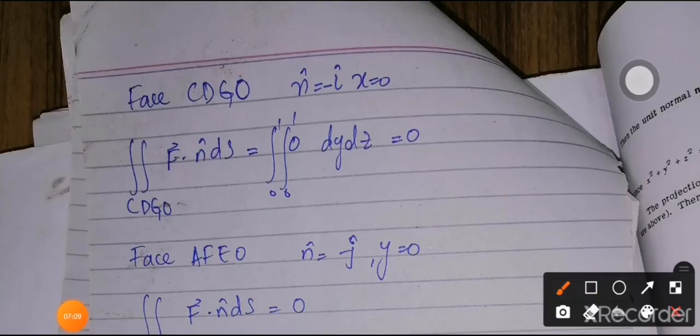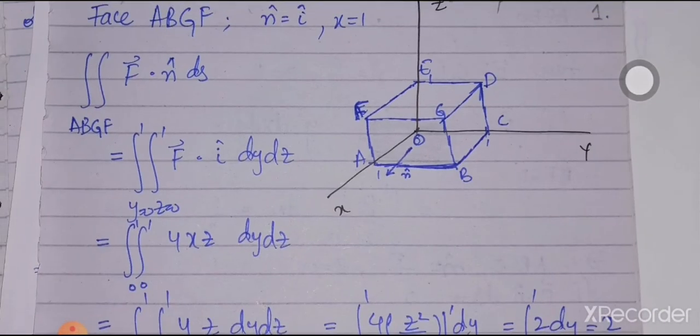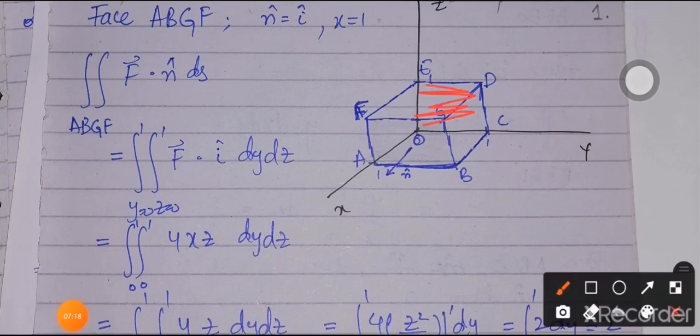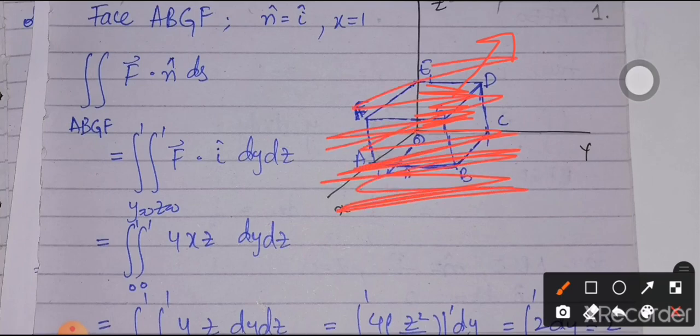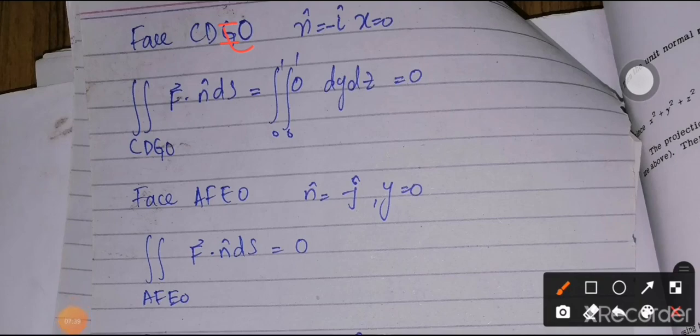Then we will calculate it for the face CDEO, and here is the face CDEO. The unit normal will be along minus unit vector i, and its projection will be on this plane, that is the yz plane, and x will be equal to 0 in this case. So here we have put n is equal to minus unit vector i and x is equal to 0, and we have evaluated f dot n which is equal to 0. That's why your resultant will be 0.